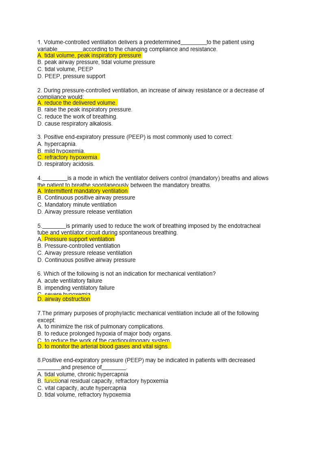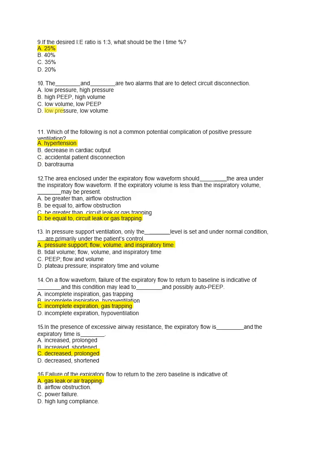Eighth question, PEEP may be indicated in patients with decreased dash and presence of dash. So the options are A, tidal volume in chronic hypercapnia, B, functional residual capacity in refractory hypoxemia, C, vital capacity in acute hypercapnia, D, tidal volume and refractory hypoxemia. So the answer is functional residual capacity and refractory hypoxemia. So PEEP is basically used in the management of hypoxia, and it is not used in the correction of hypercapnia. It is used in the management of hypoxemia.